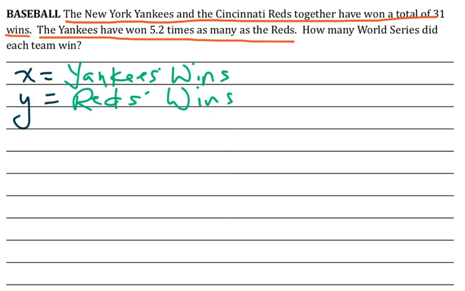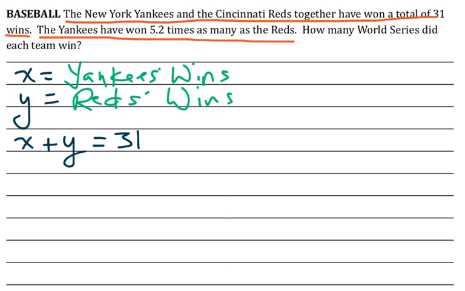And since the two teams have won 31 altogether, you could probably reason that if the Yankees won 11, then the Reds must have won 20. And the only reason I give you a number example is that I think it's helpful for seeing that the wins of one team as a variable plus the wins of the other team as a variable would give you 31.